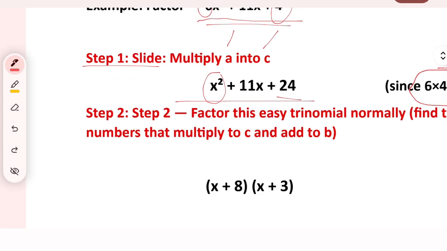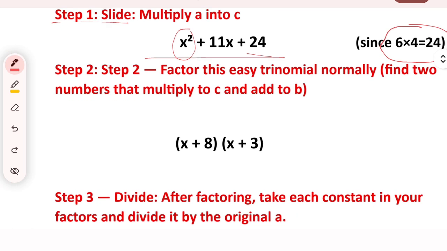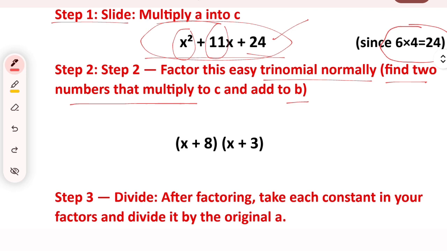All right. Once you have done with that sliding, step 2. For step 2, we will factor this trinomial normally. How would you factor this one normally, now that x squared has a coefficient of 1? You need to find two numbers. When you multiply them, the result is 24. When you add them, the result is 11.